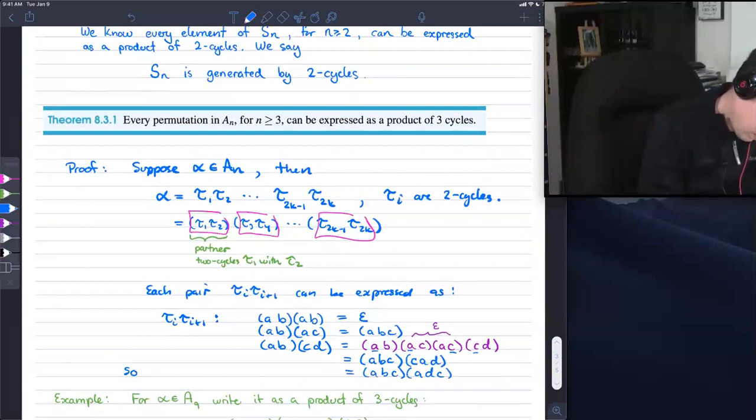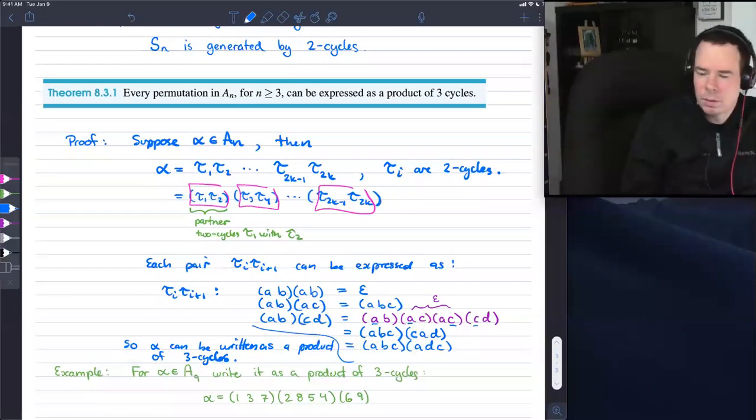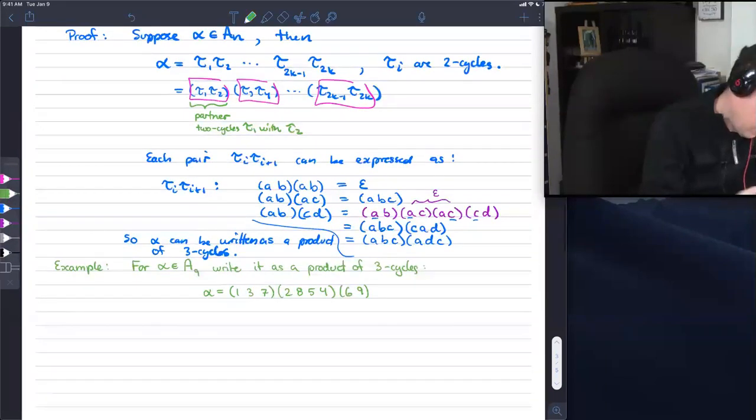So alpha can be written as a product of 3 cycles. That's because we just take any pair of them and write them by their corresponding 3 cycles as indicated there. So let's do one example and then that'll be it for today.